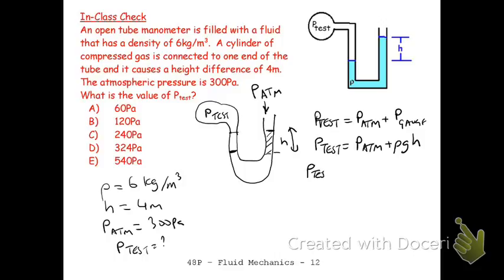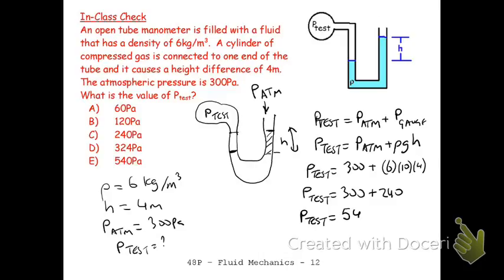P test is equal to 300 plus 6 times 10 times 4. So same old, we've done this before. P test is equal to 300 plus 240. P test is equal to 540 Pascal. So we just go through and we'll see that thing going. Okay.